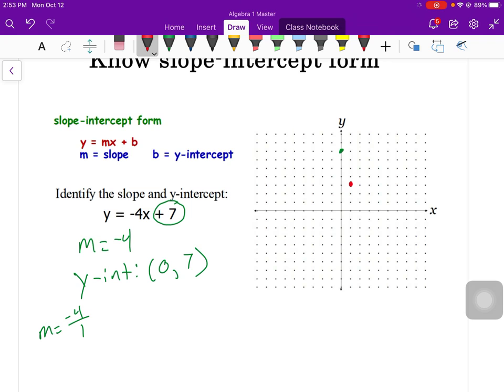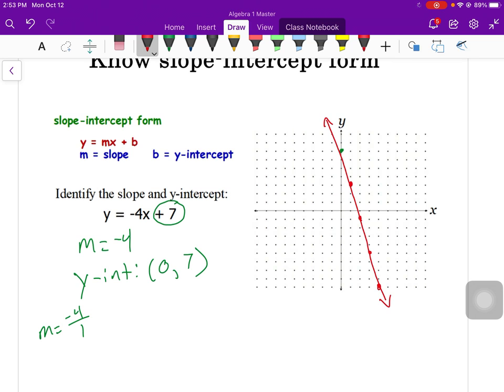And then from that point, I go down another 4, right 1. Down 1, 2, 3, 4, right 1. And just keep doing that as long as we can. We need to get 5 dots. Now we can connect the dots, and we've got our line.